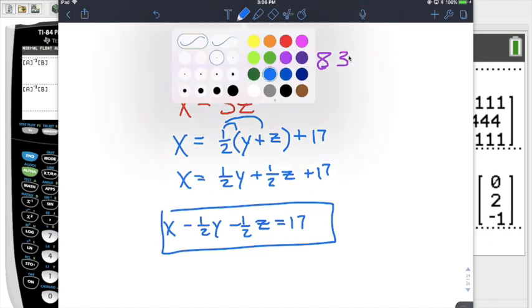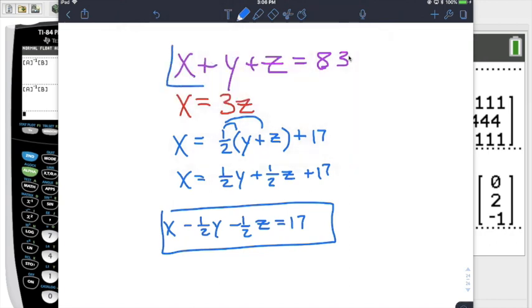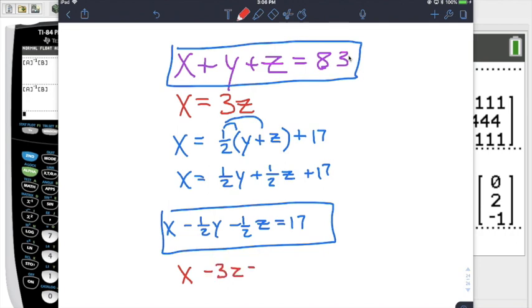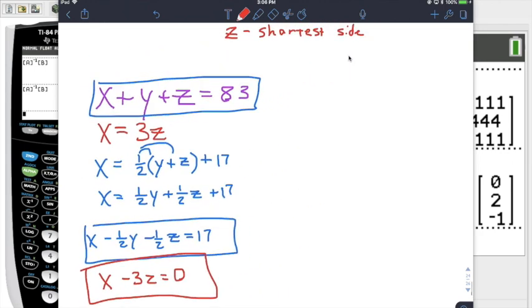Now, the very first equation is in that x, y, and z order, so that's ready to go. And then this red equation right here, we need to modify it just a little bit. We need that 3z on the other side, so I'm going to write it as x minus 3z equals, I guess, 0, since you don't have anything left over. And those would be your 3 matrix equations right there.